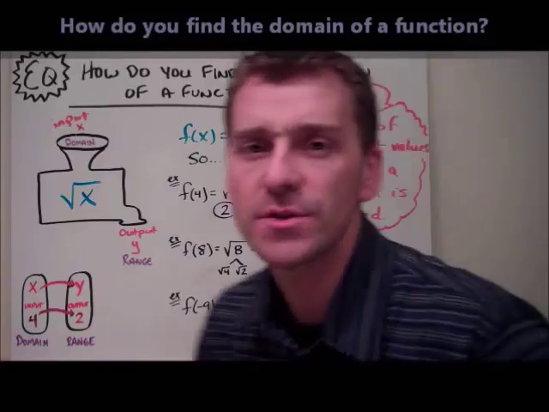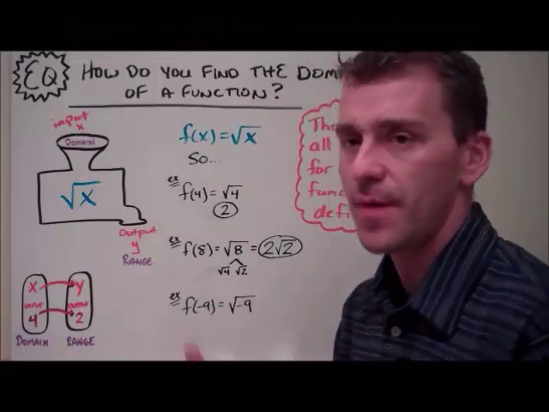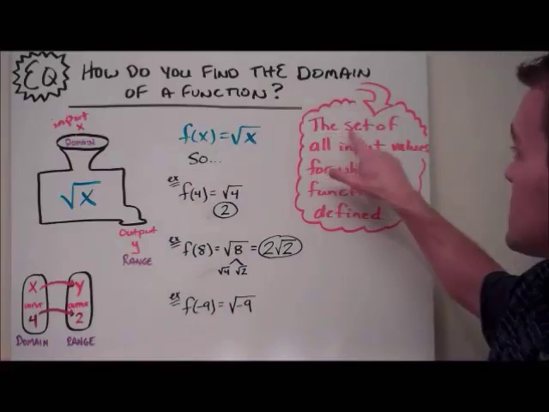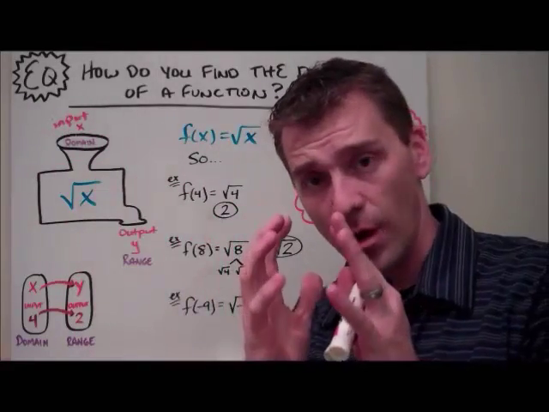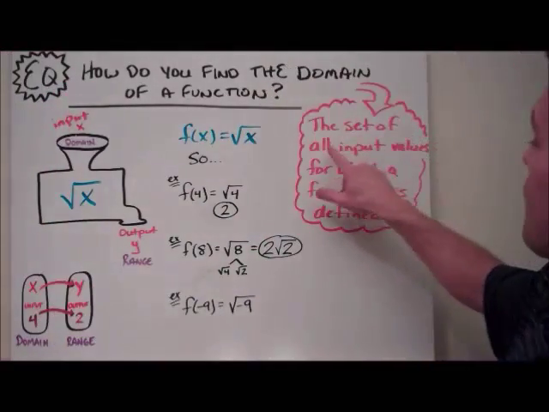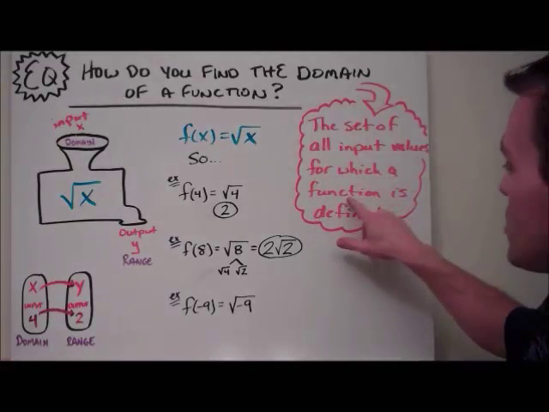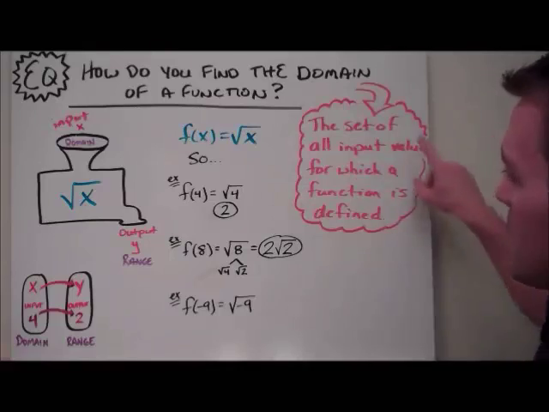So let's talk about what domain is real quick so you get the idea. Just remember, because we did talk a little bit about it before. By definition, here's the domain. It is the set. So it's a whole bunch of numbers. It's a set of numbers. Could just be one. Could be none. It's a set of a whole bunch of numbers of all the input values for which a function is actually defined. And we'll talk about what that whole thing means here in a little bit.